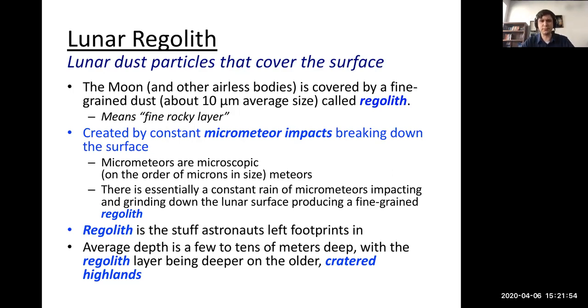Each time, the fact that they're moving at tens of kilometers per second, or up to tens of kilometers per second, they might be small, but they hit with a lot of force. Bullets are small, but they hit with an incredible amount of force because they're moving incredibly fast. These things are smaller, but they're moving orders of magnitude faster. So each time they hit the surface, they break apart the rock that's on the surface, grinding it down to smaller and smaller and smaller. This constant rain of micrometeoric impacts grinds down the surface of airless bodies, including the moon, generating this fine-grained rocky layer that we call regolith. This is what the astronauts left their footprints in.